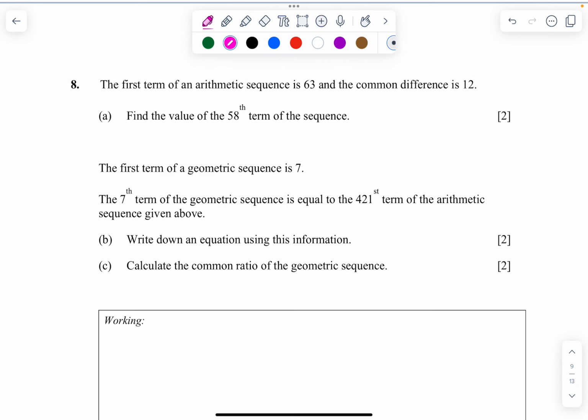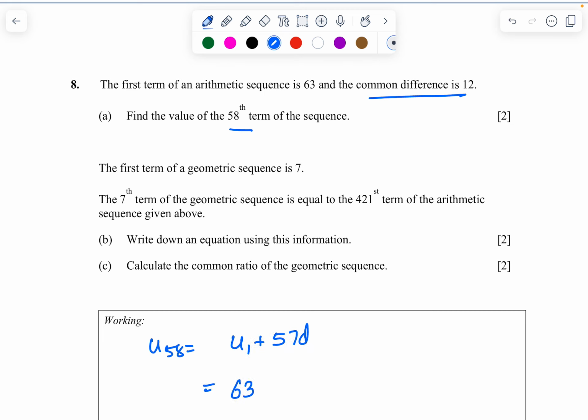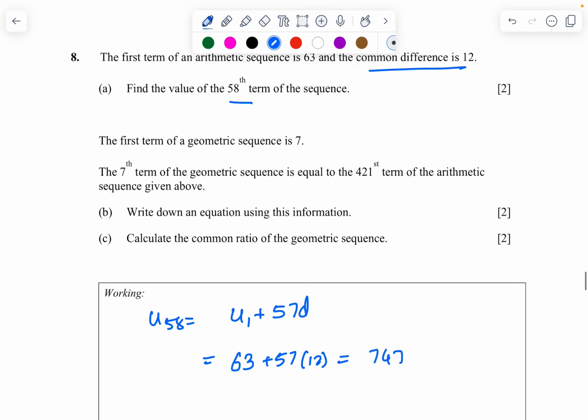The first term of an arithmetic sequence is 63 and the common difference is 12. Find the 58th term. So U58 equals U1 plus 57d, which is 63 plus 57 times 12, which is 747.